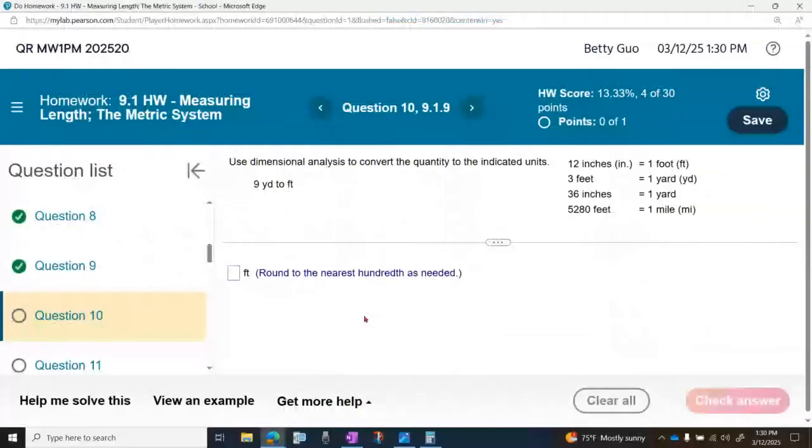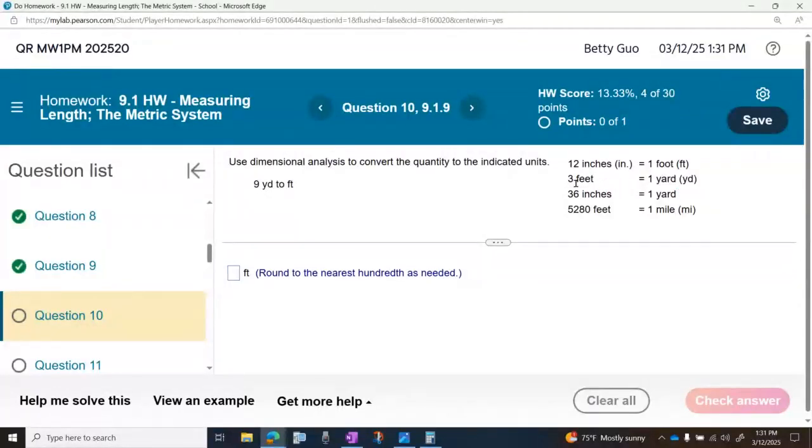Continue. This one is from yard to foot. I wish I could highlight the information here in Pearson. So yard and foot, and we know this one. It's going to be the second one: 3 feet make a yard. This is similar to the problem I gave you at the very beginning.